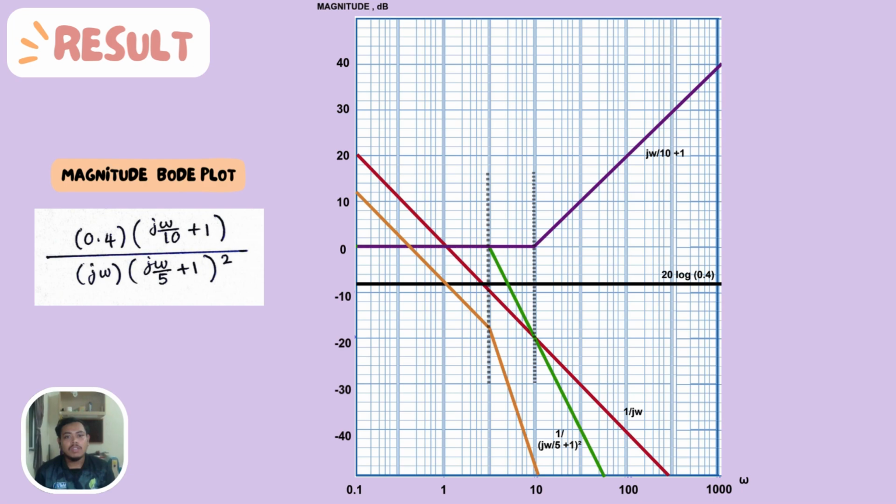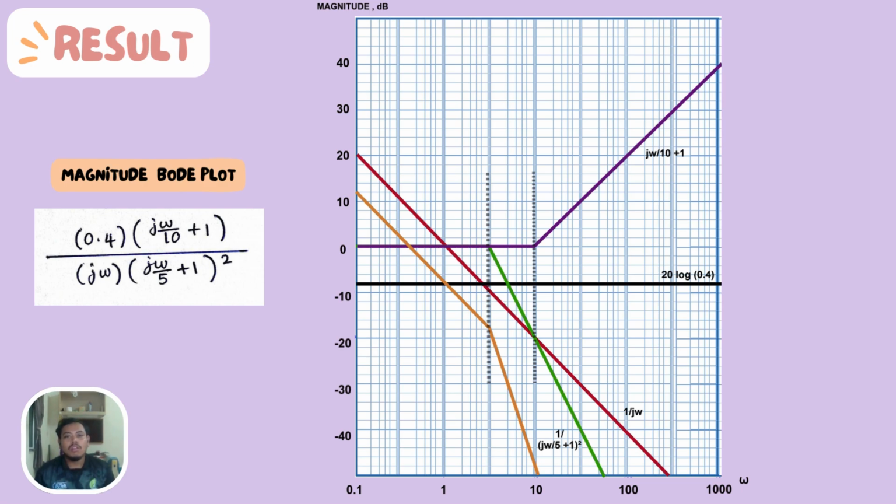The fourth vector is simple pole and the value is 1 over (j omega plus 5) to the power of 2. So we plot the graph at 5 radian per second at 0 dB and 50 radian per second at negative 40 dB. It is because it has a power of 2. After that, we draw a straight line from 5 radian per second and downwards to negative 40 dB. So the green line is a simple pole.